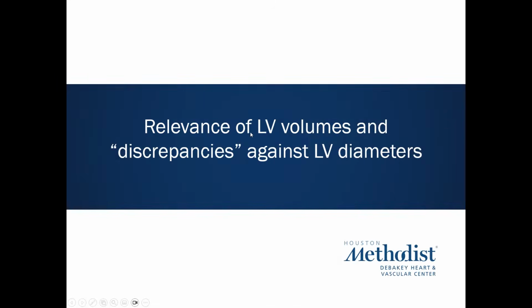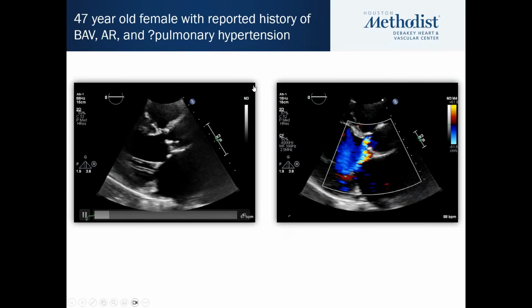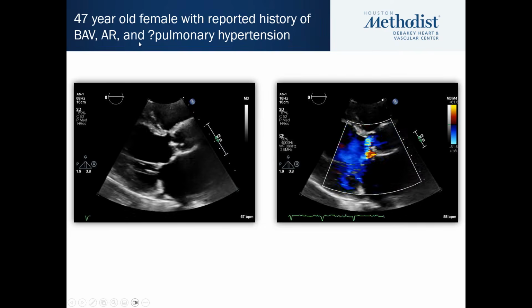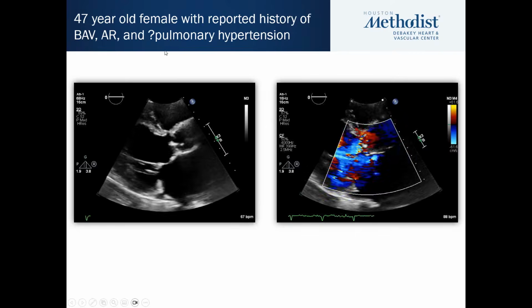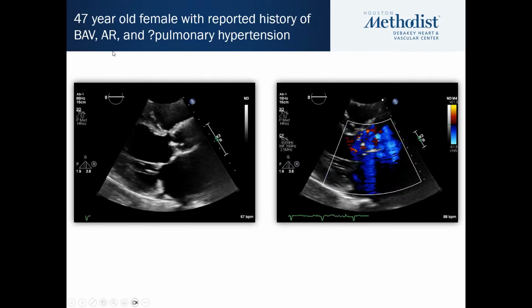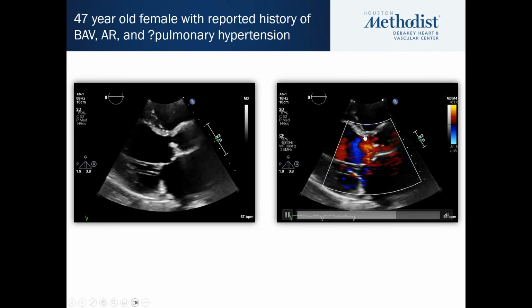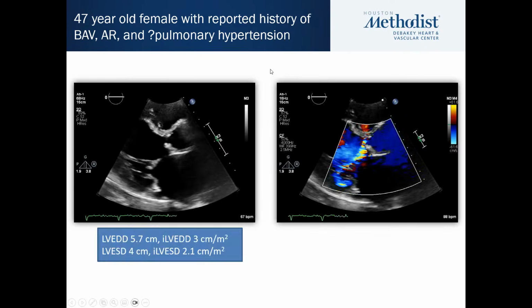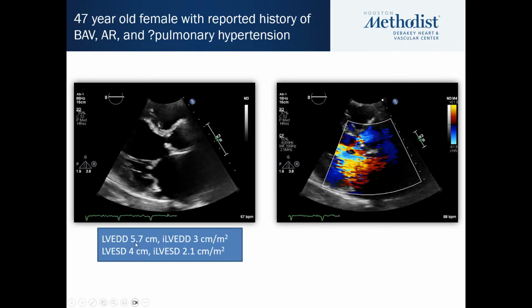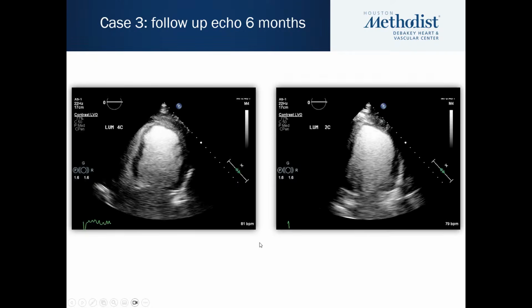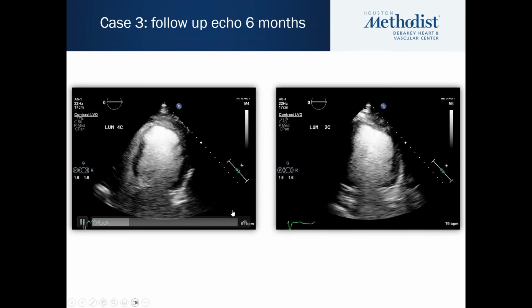Now, why do I keep harping on the LV volumes issue? So here's an example that kind of illustrates the point. A 47-year-old female, this is particularly more relevant for women, with a prior reported history of bicuspid valve, history of AR, and then questionable pulmonary hypertension. This is that same eccentric jet that I showed you earlier. So her LV diameters were only considered mildly elevated. And if you do quantitation, you get moderate to severe AR. People kind of just followed her.